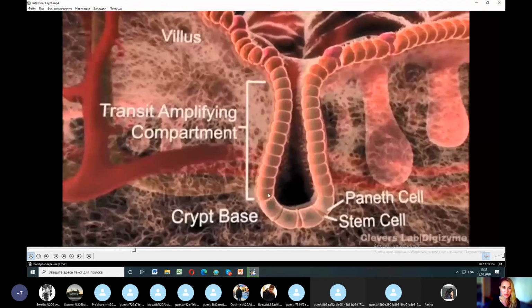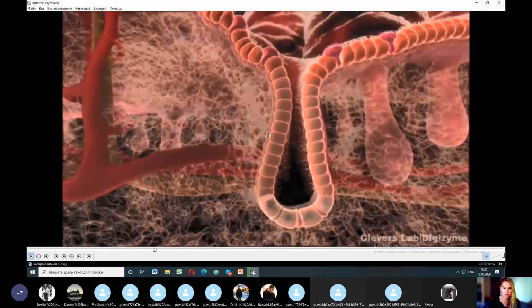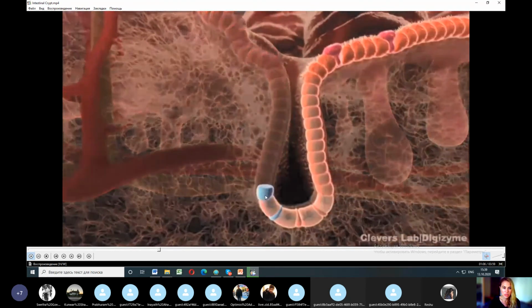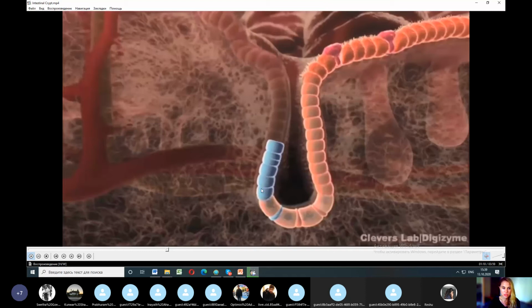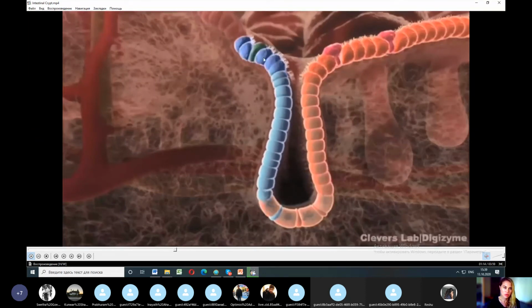So due to mitotic activity of these cells, we have regeneration of the epithelium. Over here we can see the villi or base of the intestinal glands. We can see the Paneth cells and the stem cells in the base of the crypt. And over here we can see the process of mitosis, which is important for the regeneration.